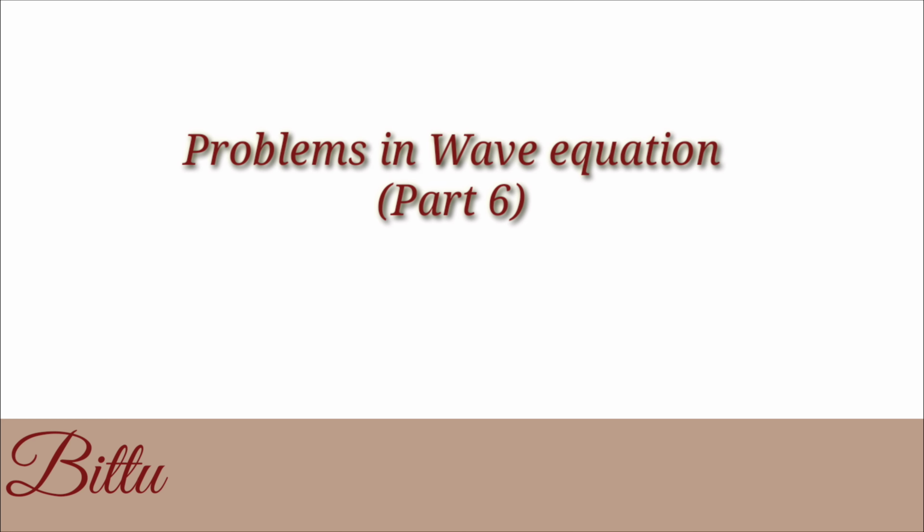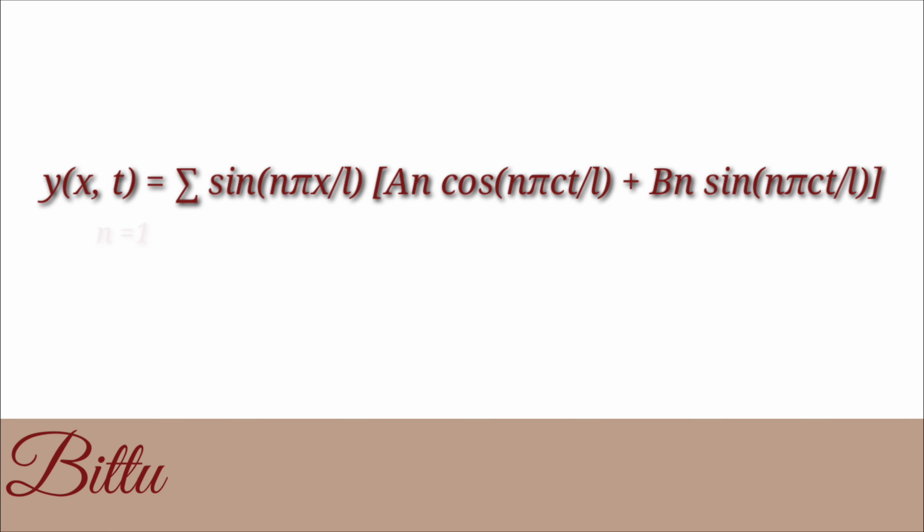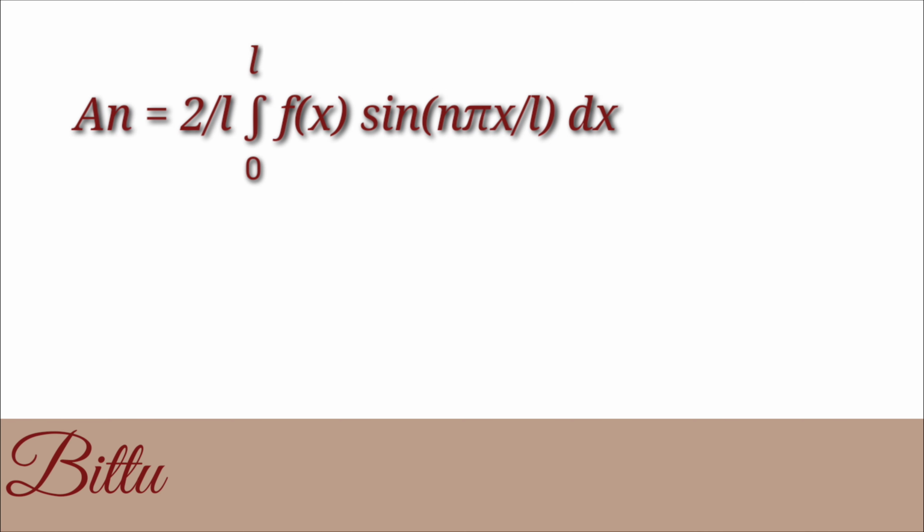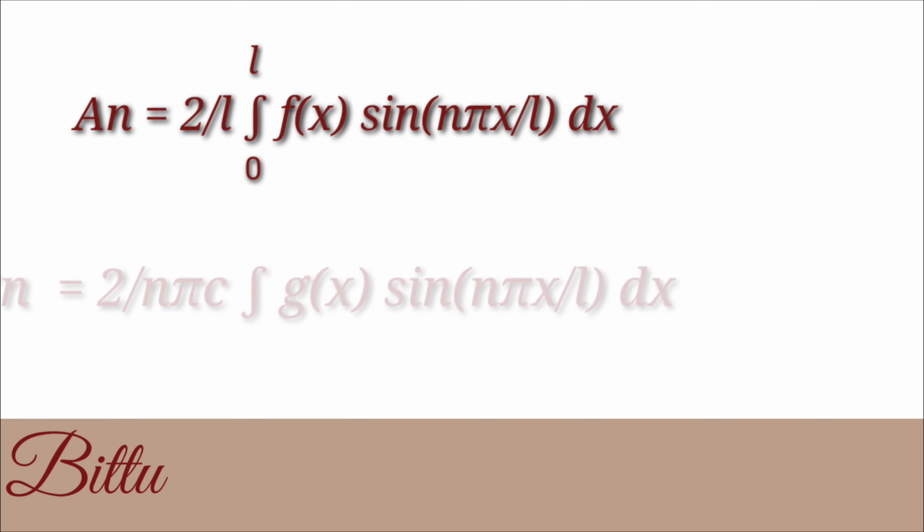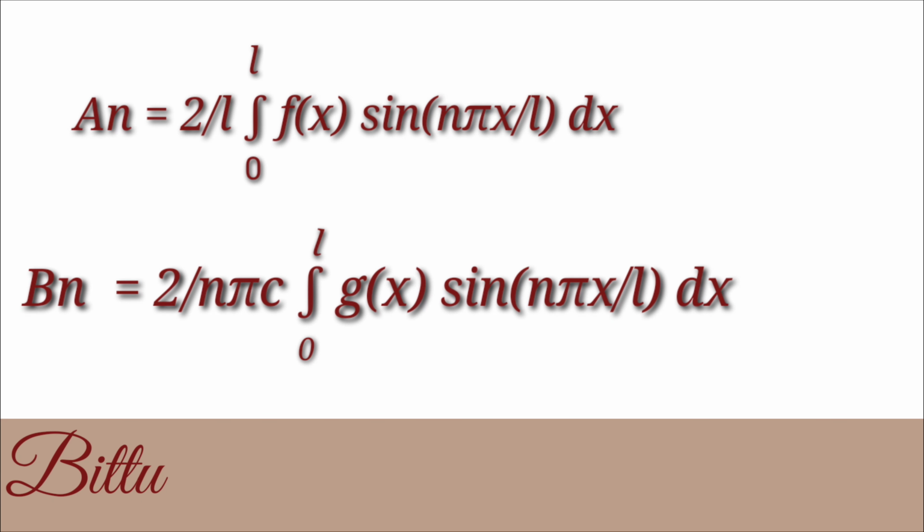We got the solution of the wave equation as y of x,t is equal to the sum from n equals 1 to infinity of sin(n pi x by l) into [a_n cos(n pi ct by l) plus b_n sin(n pi ct by l)]. We can find a_n and b_n by using the equations a_n is equal to 2 by l integral 0 to l f(x) sin(n pi x by l) dx, and b_n is given by 2 by (n pi c) integral 0 to l g(x) sin(n pi x by l) dx. Really, y of x,t is the displacement at any point on the string at a distance x from the origin and at any time t.